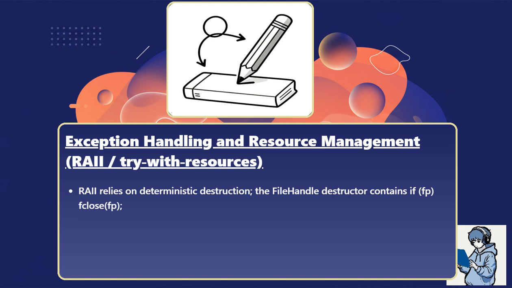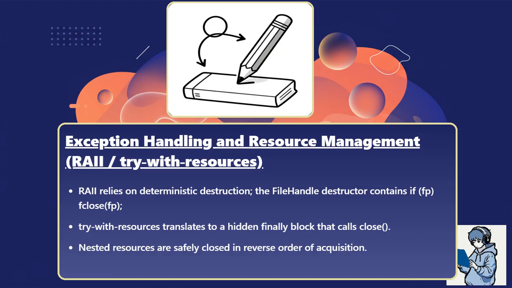RAII relies on deterministic destruction. The file handle destructor contains: if (fp) fclose(fp). Try-with-resources translates to a hidden finally block that calls close. Nested resources are safely closed in reverse order of acquisition.